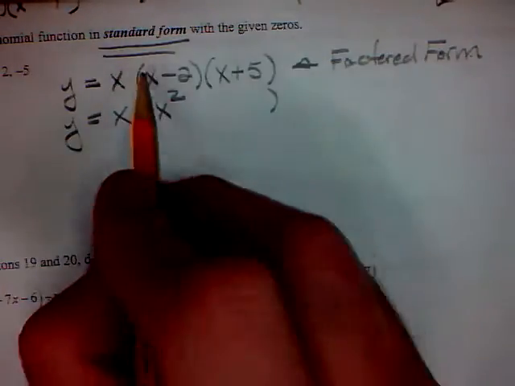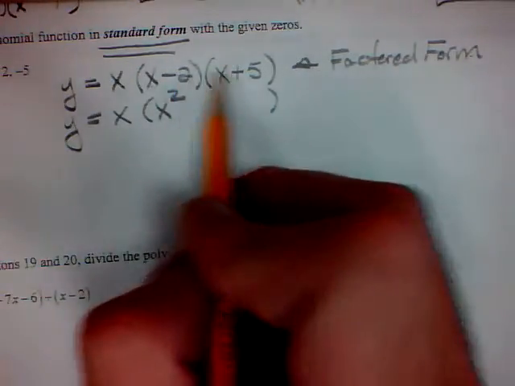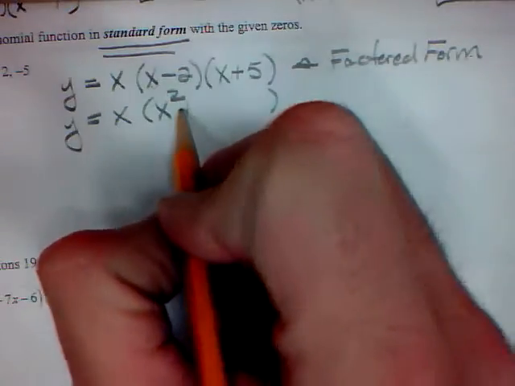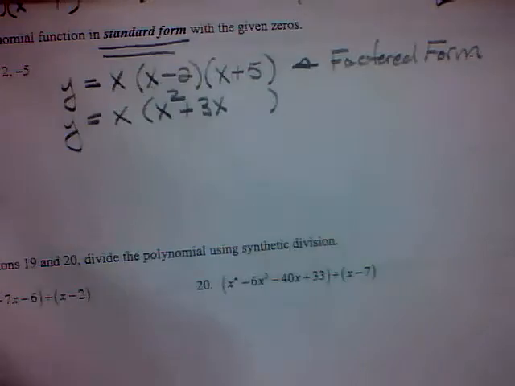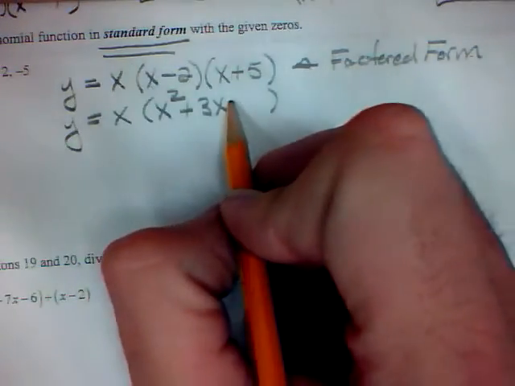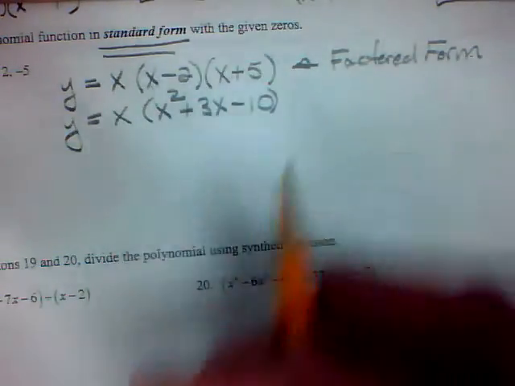X times x is x squared. Your outers is positive 5x. Your inners negative 2x. So that combines together to get you a positive 3x. And your last term here is a negative 10.